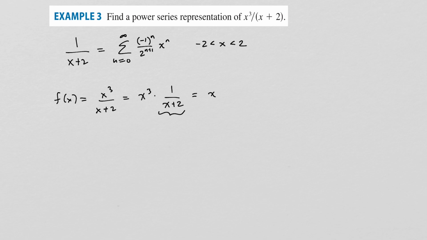So this would be equal to x cubed multiplied by the sum, n equals 0 to infinity, negative 1 to the n over 2 to the n plus 1 times x to the n. Now here's the important part. This is the variable x. In the summation, the variable is n. So because this does not have an n, it is like a constant, and it can be freely taken into the sum or out of the sum, just depending on what you need to do. So in this case, what I'm going to do is bring it back into the sum.